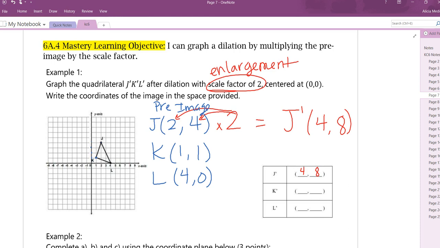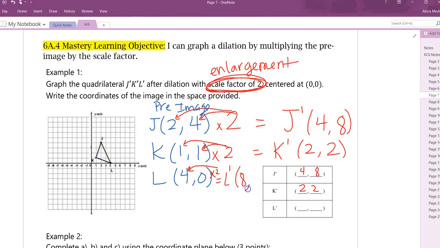Looking at K, I'm also going to multiply that by 2. Again, why? Because it told us that my scale factor is 2. So 2 times 1 is going to give me K prime, and that's going to be 2, 2, right? When I distribute these, 2 times 1 is 2. So this is going to be at 2, 2. This last one here is going to give me L prime. I'm going to multiply this by 2. So 2 times 4 is 8, and 2 times 0 is 0. So this point is going to be at 8, 0.